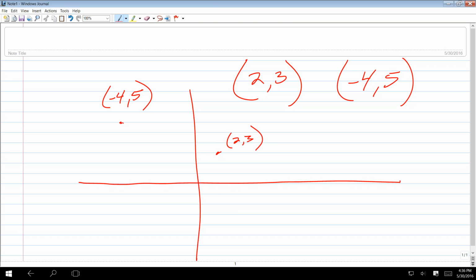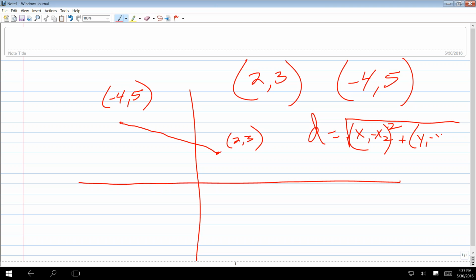So the distance between those 2 points is the distance formula. What is the distance formula equal to? Okay, it starts out with a square root. Square root of x1 minus x sub 2 squared plus y1 minus y sub 2 squared.